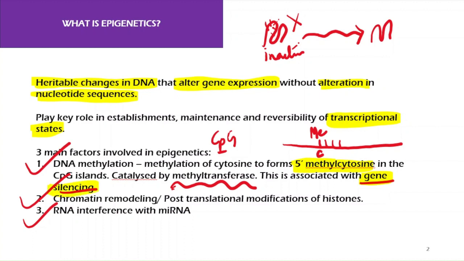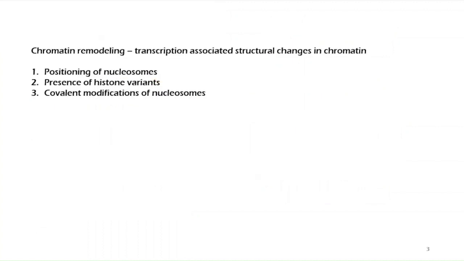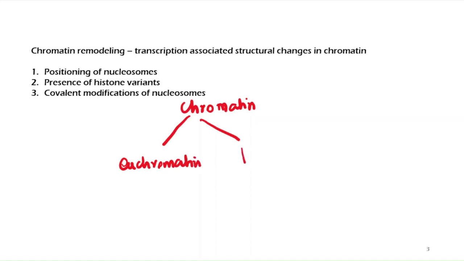All right. The second point is chromatin remodeling, or post-translational modifications of histones that help in the regulation of gene expression, right? So this is also one main factor, the second main factor that is involved in epigenetics. So what is this chromatin remodeling? In the previous session we had seen that chromatin is of two types, is it not? One is the euchromatin structure and the other one is the heterochromatin configuration, right? What is euchromatin? What is heterochromatin?